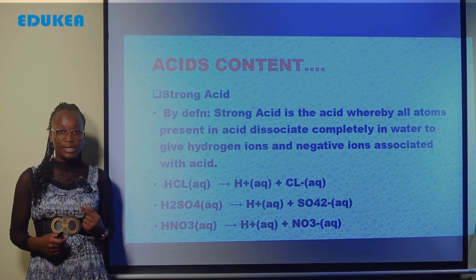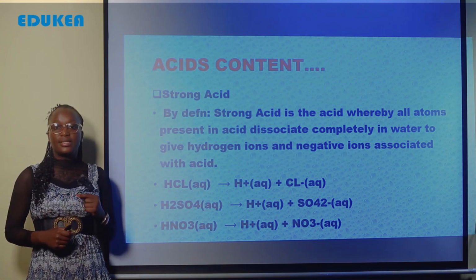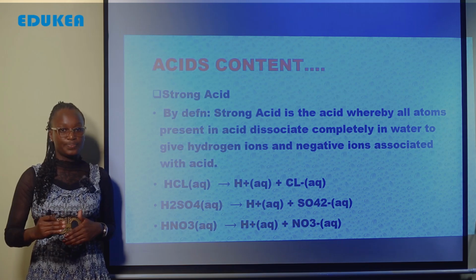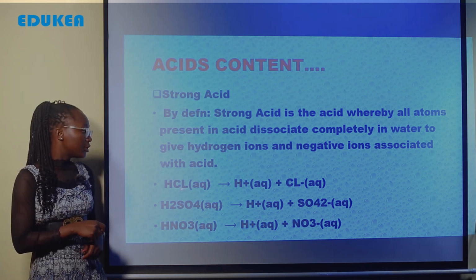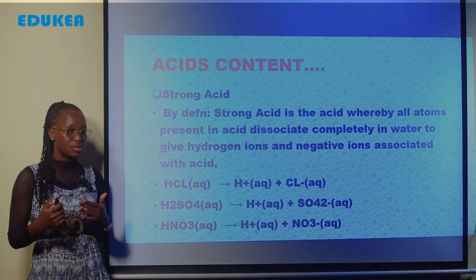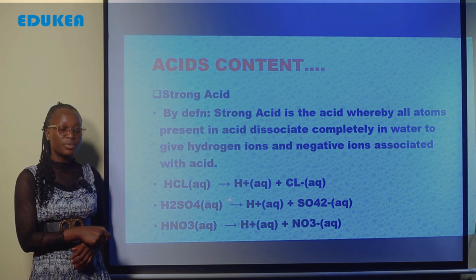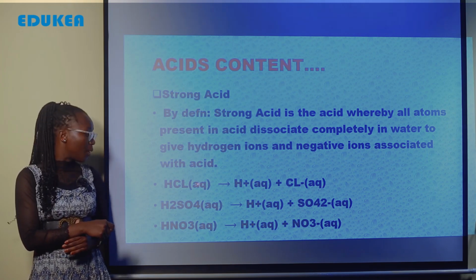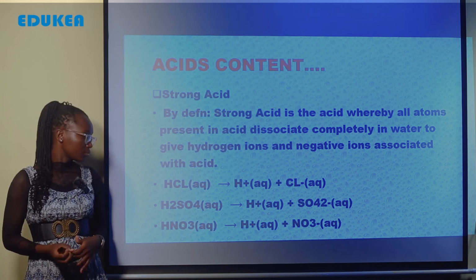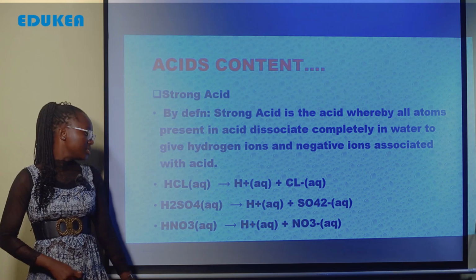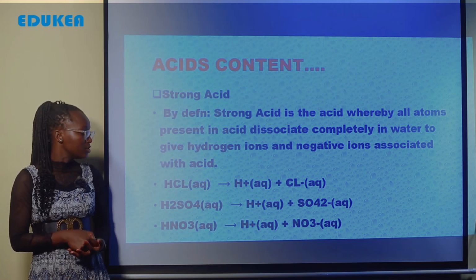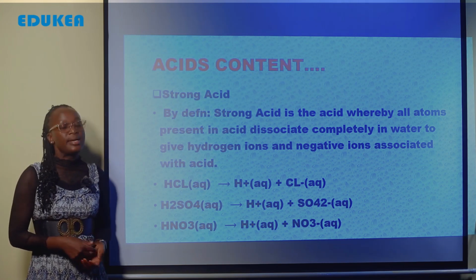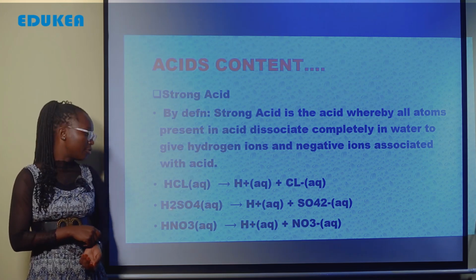My dear student, note that the strong acid tends to dissociate completely. For example, hydrochloric acid, when dissolved in water, dissociates completely to give the hydrogen ion, which is a positively charged ion, and the negative ion associated with the compound HCl. Another is sulfuric acid. The sulfuric acid dissociates completely to give the hydrogen ions, which are positively charged, and another negative ion which is associated with the sulfuric acid compound.